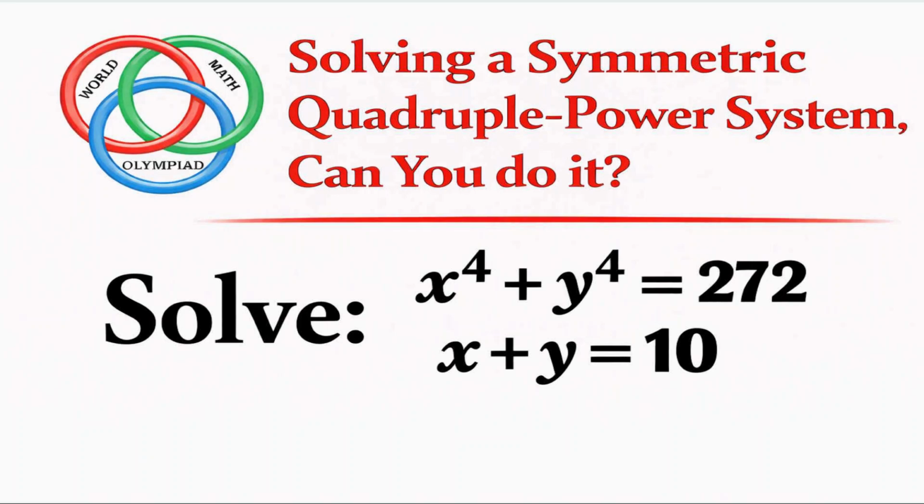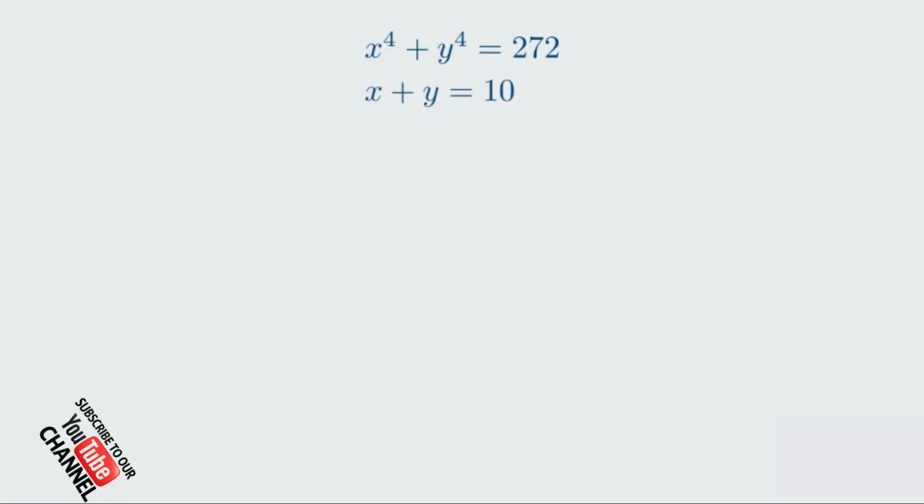Hello! Today we're going to solve a system of equations. Our goal is to find all real pairs, x and y, that satisfy both of these equations simultaneously. The system is x to the fourth plus y to the fourth equals 272, and x plus y equals 10. You might be thinking, fourth powers? That sounds complicated. And you're right, it can be.